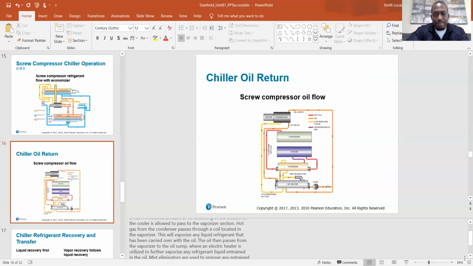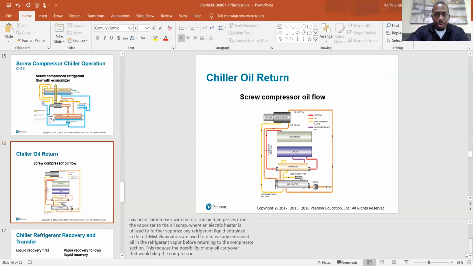The oil then passes from the vaporizer to the oil sump, where an electric heater is utilized to further vaporize any refrigerant liquid entrained in the oil. Mist eliminators are used to remove any entrained oil in the refrigerant vapor before returning to the compressor section. This reduces the possibility of any oil carryover that will slug the compressor.